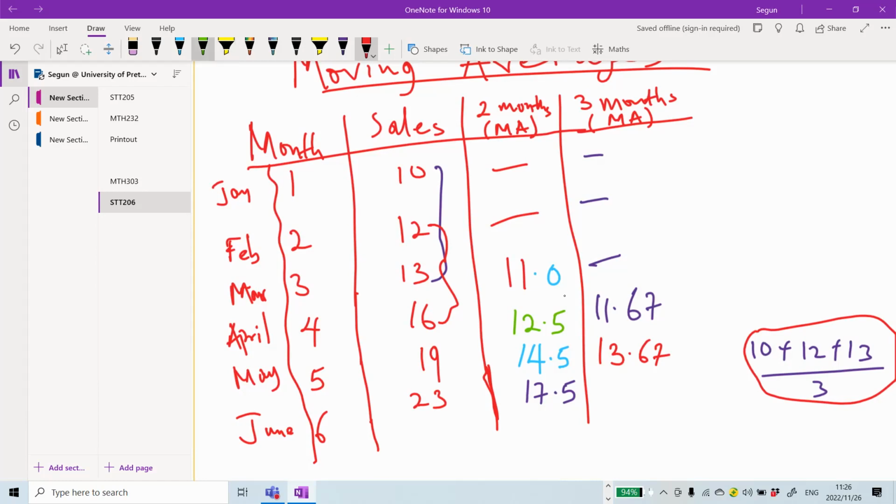Last one will be 16 plus 19 plus 23. No, 13 plus 15 plus 19. Remember, the one you added will not be part of what we average as we move on. Be careful, because you are doing the last one. What's the answer? 16, correct.